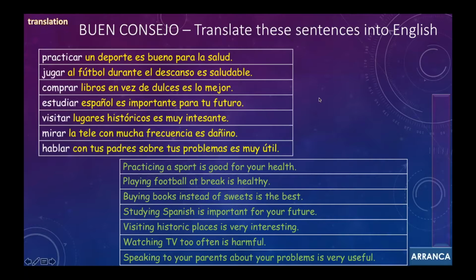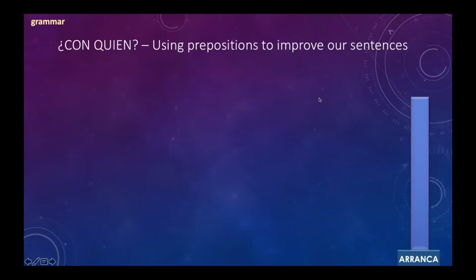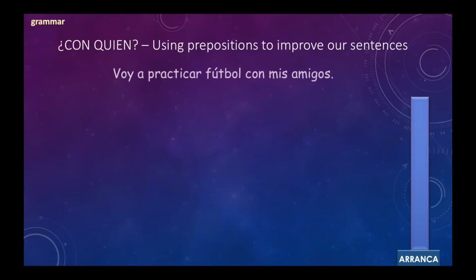Let's move on. Now, we are talking about prepositions and how to use them to improve our sentences. So, for instance, we have this here. Voy a practicar fútbol con mis amigos. Now, this is a really good sentence. You are using future tense as well as an activity, but also we are including who with.